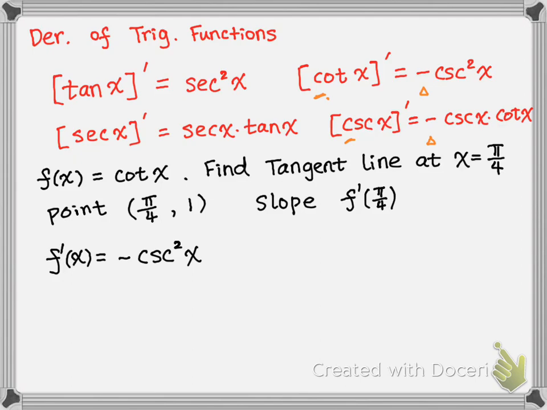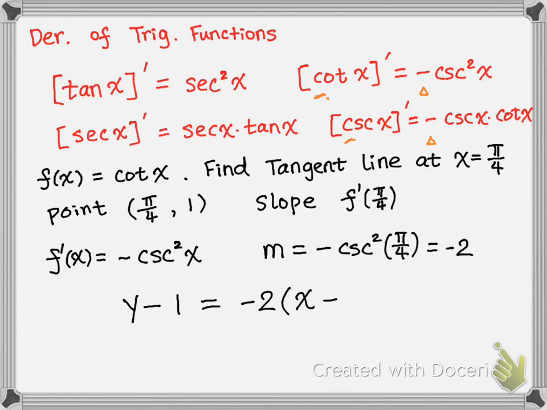Then you use a calculator to evaluate f prime of pi over 4. So the slope is negative cosecant squared of pi over 4, and that gives you negative 2 using your calculator. Then we use the point-slope formula to find a line. So y minus y1, which is 1, equals slope negative 2 times x minus x1, pi over 4.